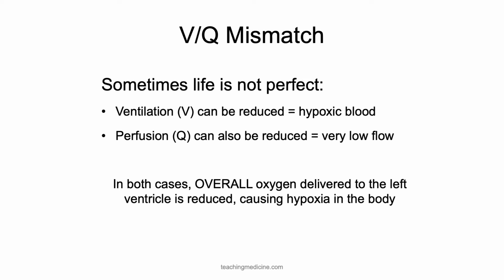The net result of a VQ mismatch will be that low ventilation will reduce the oxygen levels in the blood, and low perfusion will result in very low flow oxygenated blood. And in both of these cases, either if the oxygen level is low or the blood flow is low, the overall oxygen delivery to the left ventricle and therefore to the body will be low, causing hypoxia in the body.